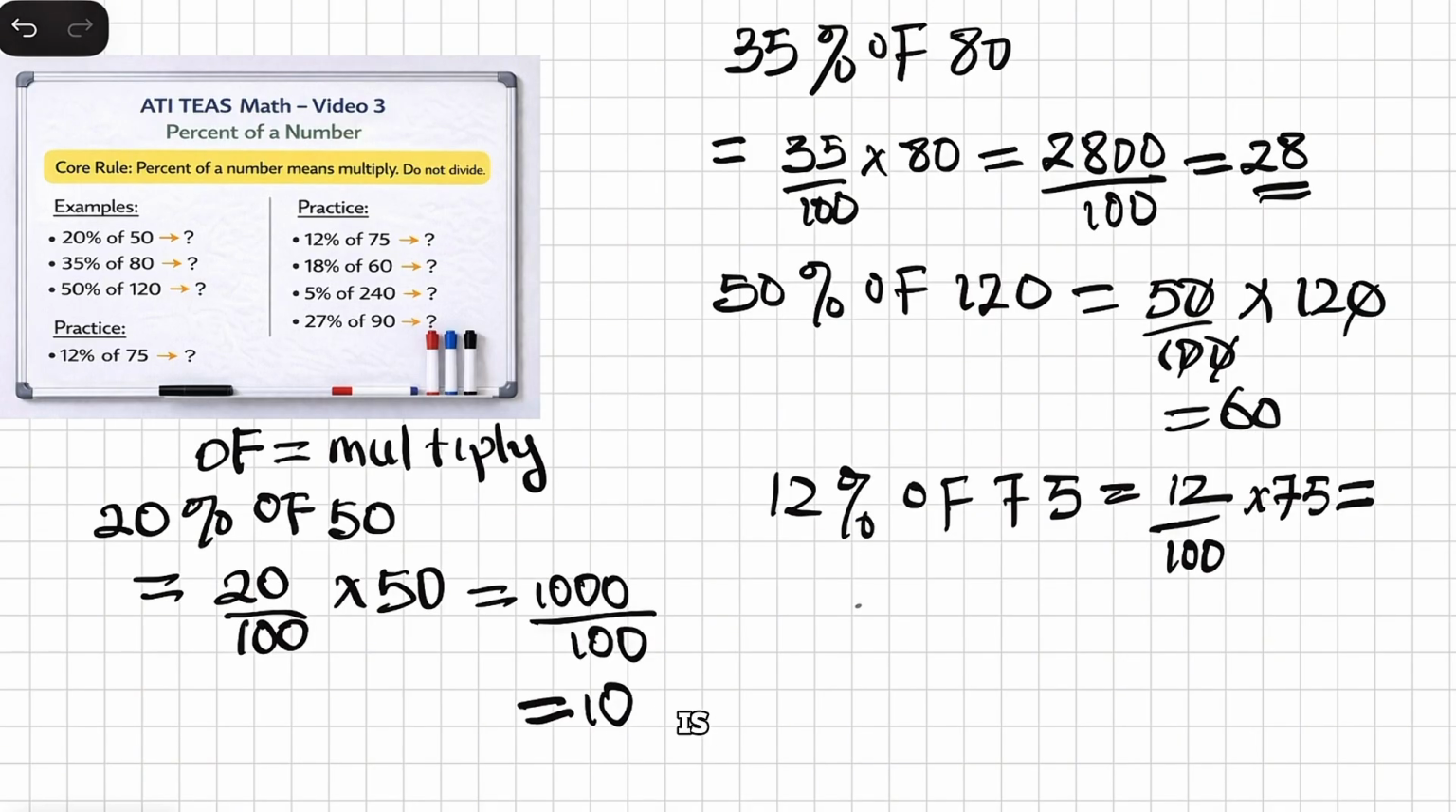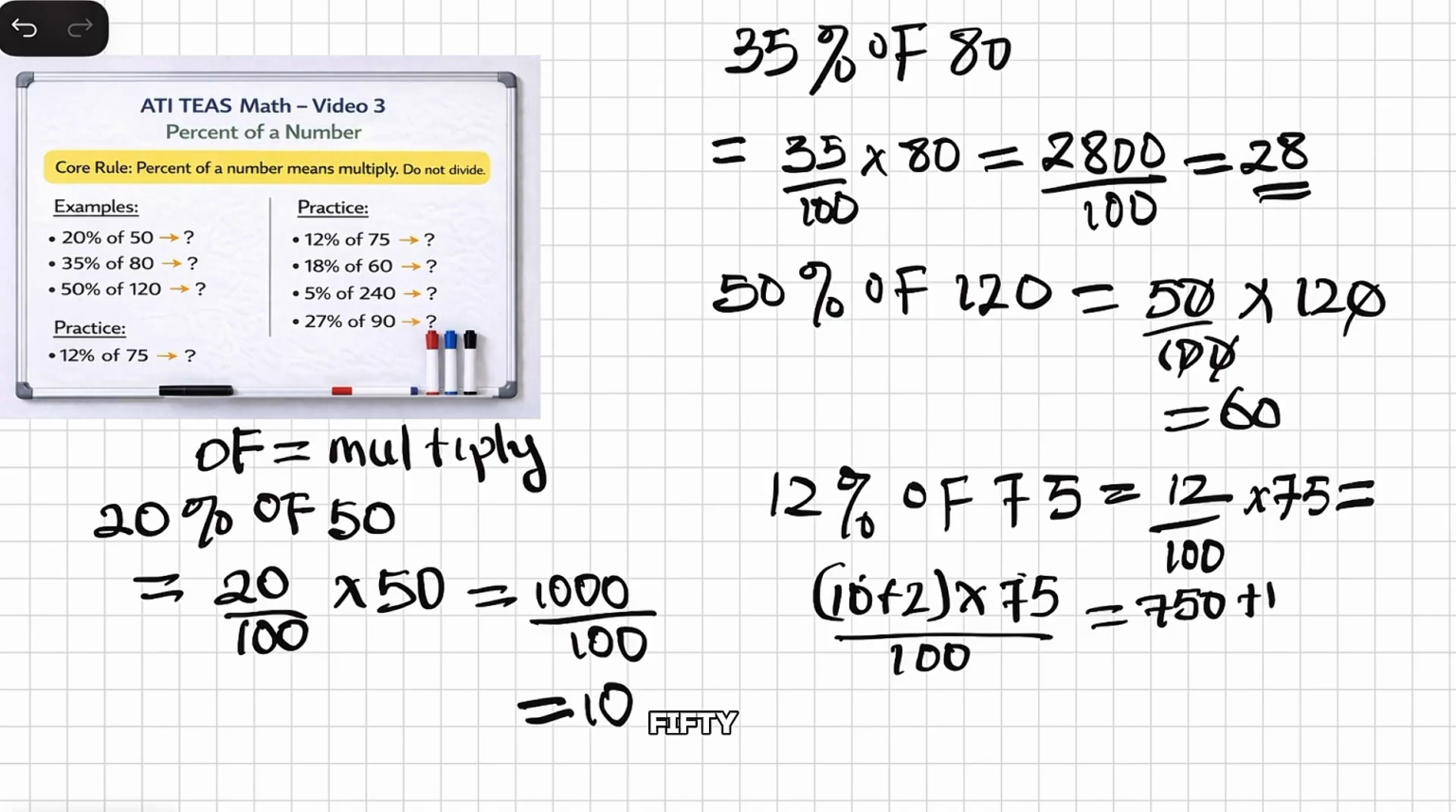So 12 is just 10 plus 2 times 75, all this divided by 100, right? So this is equal to 75 times 10, which gives us 750. 2 times 75 is giving us 150. All this divided by 100. And 150 plus 750 is going to give us 900. 900 divided by 100 is equal to 9. So 12% of 75 is 9.